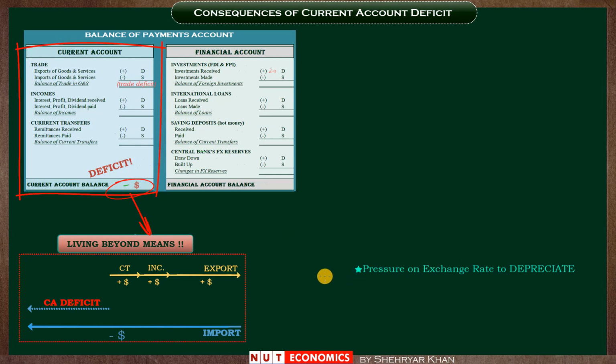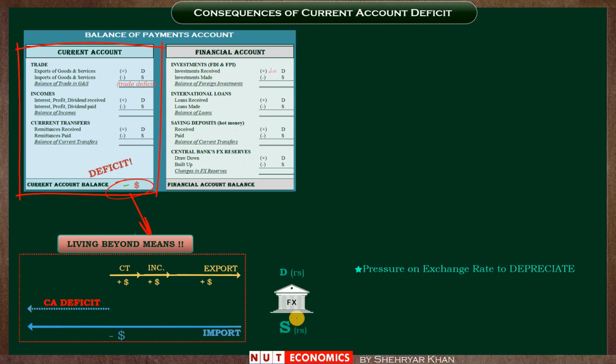Now, let me first of all explain why a current account deficit puts pressure on the exchange rate to depreciate. To understand that is very easy. You simply need to recall that all of these inflows of dollars create demand for the local currency, the rupee, since we are again going to assume we are talking about Pakistan's balance of payments. Whereas all of these outflows of dollars create supply of the local currency, the rupee. And since a current account deficit reflects that the country's outflows of dollars are more than inflows, these large outflows of dollars create a very large supply of rupee in the FX market. Supply of rupee ends up being more than its demand.